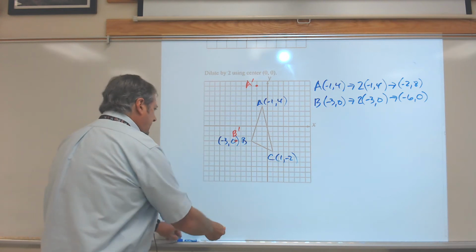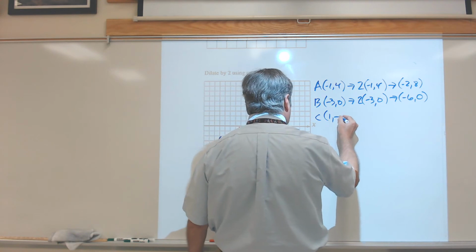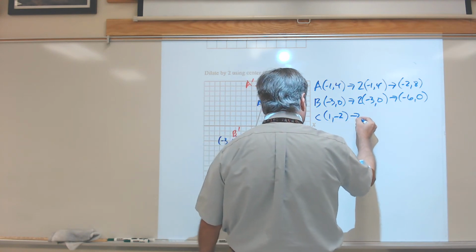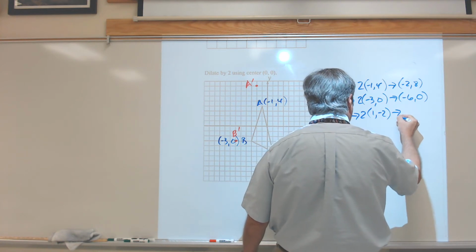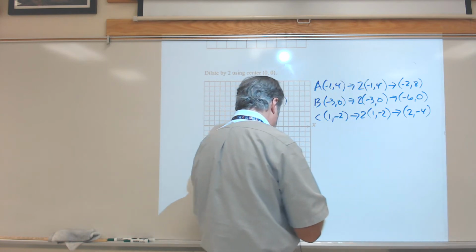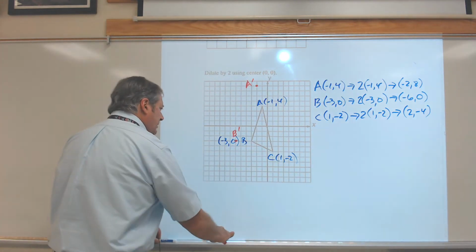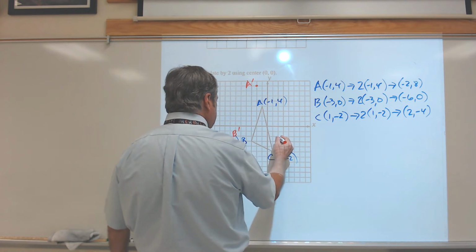And then C is at 1, -2. And so we hit that with a factor of 2. 2 times 1 is 2. 2 times -2 is -4. So C prime then would be at 2, -4. 1, 2, 3, 4.